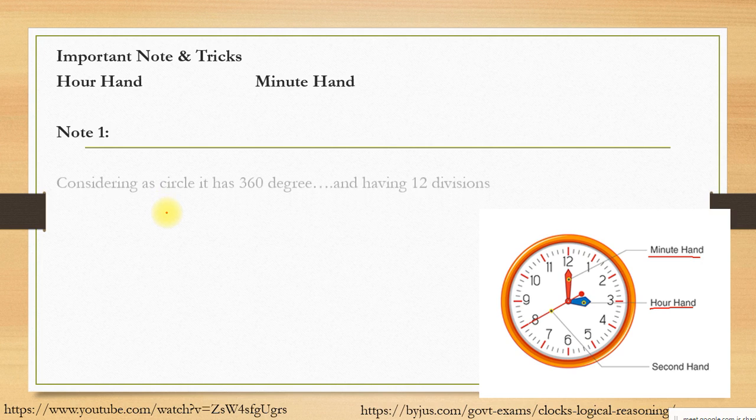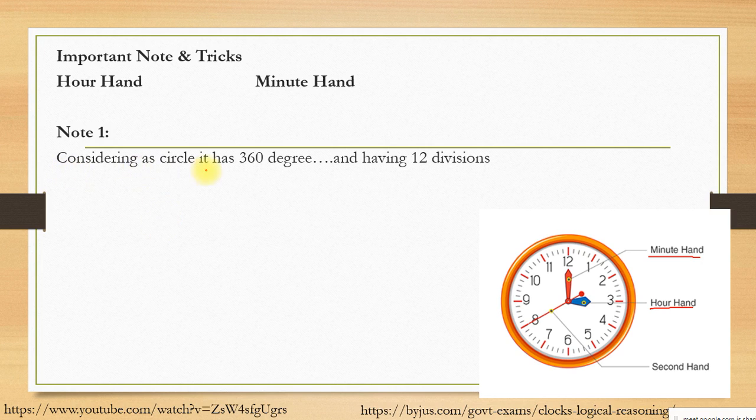Note number 1: always consider the clock as a circle. Even though the shape of a clock may be a square or a rectangle, it is only rotating. So let us consider the clock as a circle rotating through 360 degrees, subdivided into 12 divisions. You can see it starts from 1 and ends at 12. So this circle is subdivided into 12 divisions. That is very important.